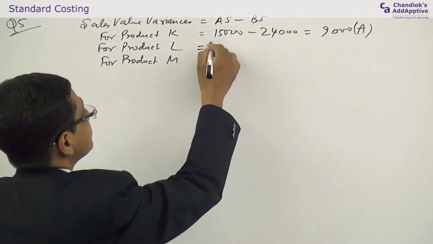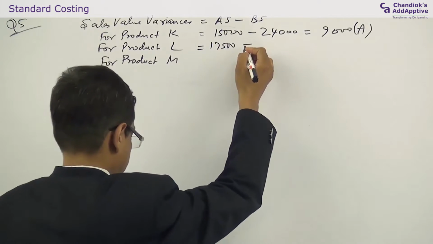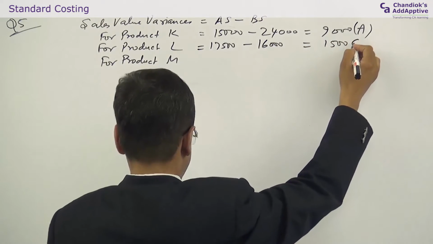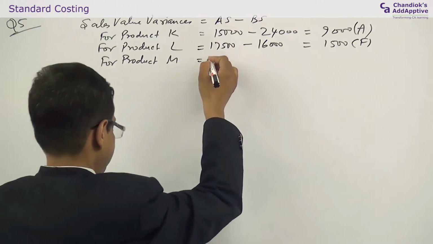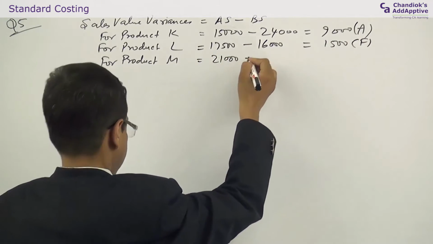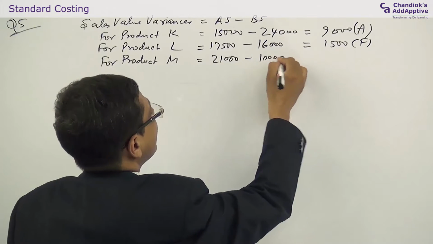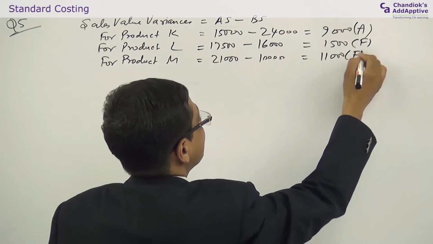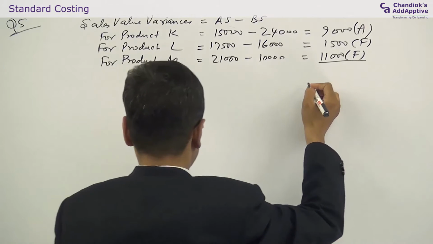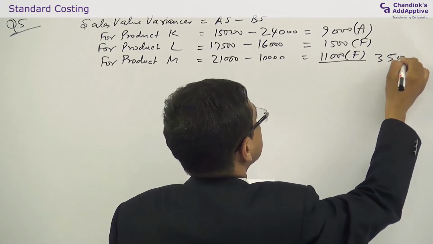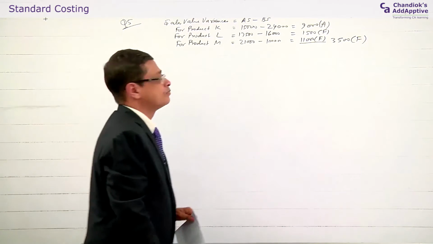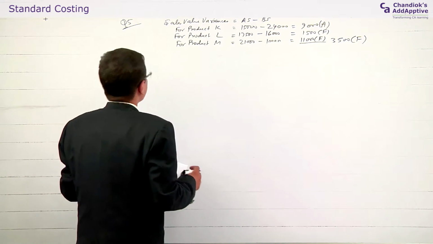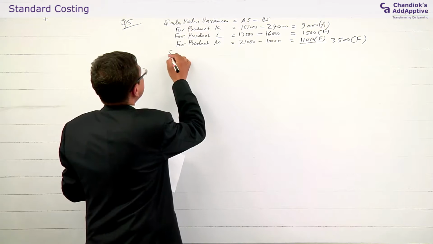Likewise here 17,500 minus 16,000, which is 1,500 favorable. Finally, this is 21,000 minus 10,000, which is 11,000 favorable. So, if you solve it, the total will come at 3,500 favorable. So, this is first variance. Next we have sales price variance.